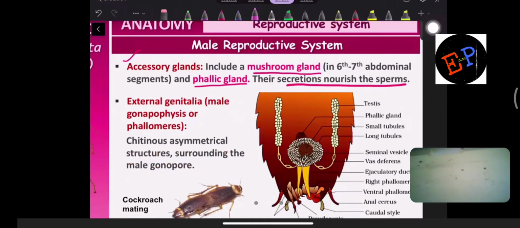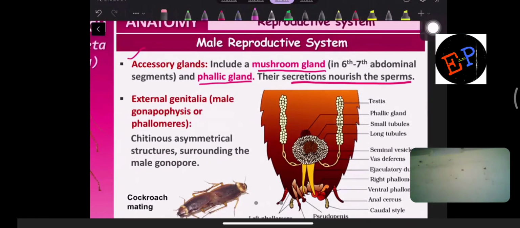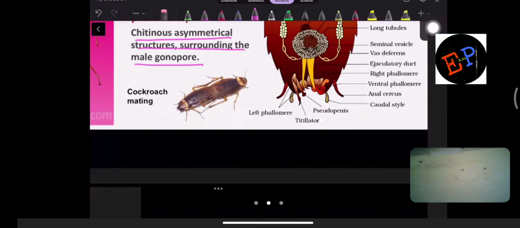So then accessory glands. Already we have studied about accessory glands. They include the mushroom gland and the phallic gland. What is the work of the phallic gland? Still, 100% we don't know. But we know that their secretions are responsible for nourishing the sperms. So external genitalia, which is also called male gonapophysis or phallomeres. This also we have studied: chitinous asymmetrical structures surrounding the male gonopore.